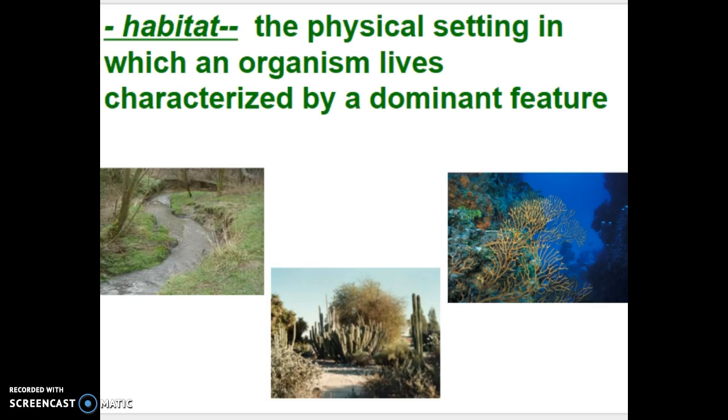Way deep down in the ocean, the dominant feature could be perhaps the level of light that can get through the water column. So different fish would live in these different areas depending on how much light is available to them. So these are habitats, the physical setting where an organism lives. And this has been part 1 of Chapter 2, Living Things in Ecosystems.